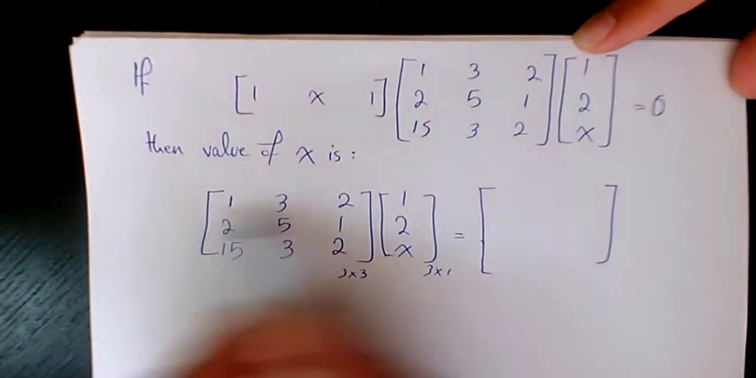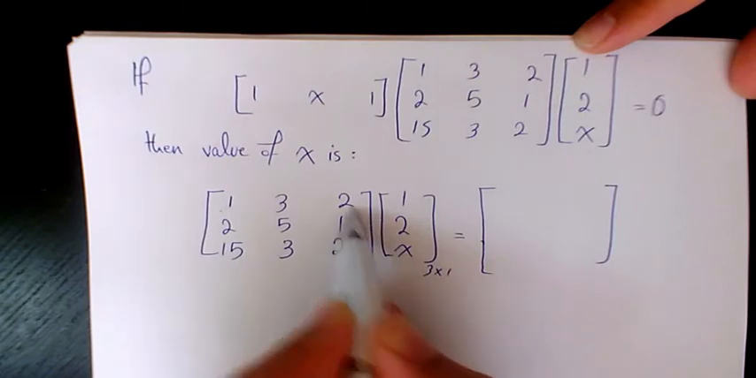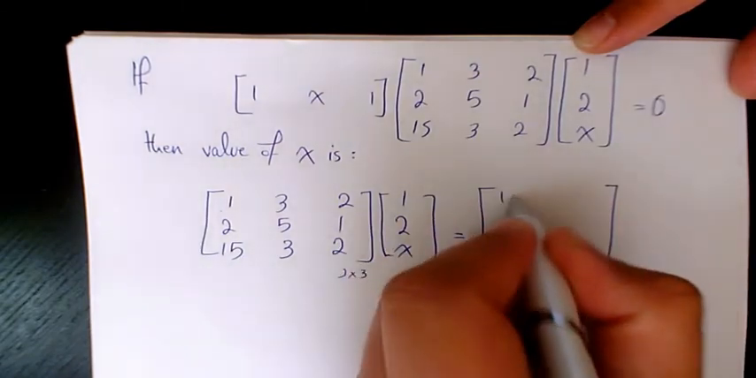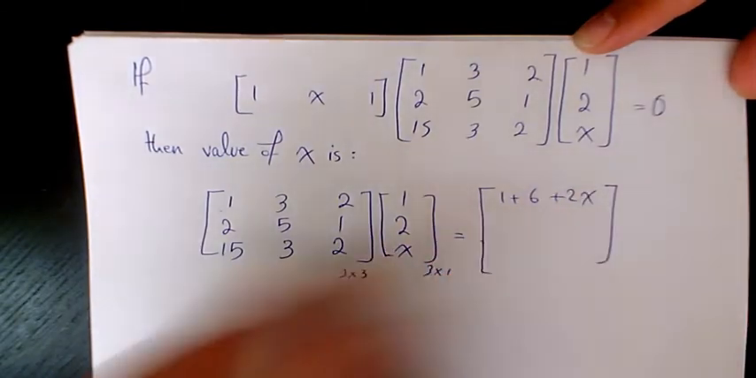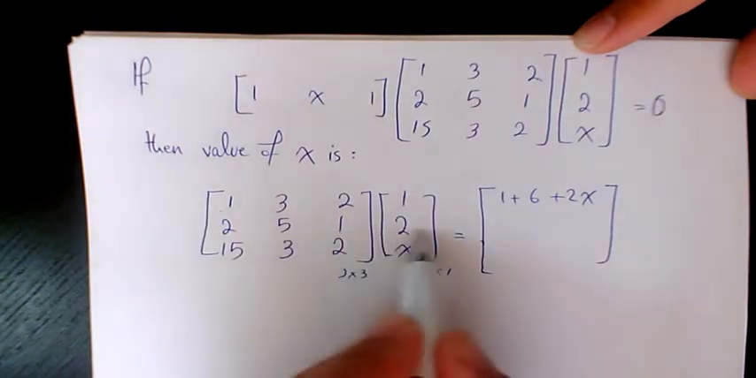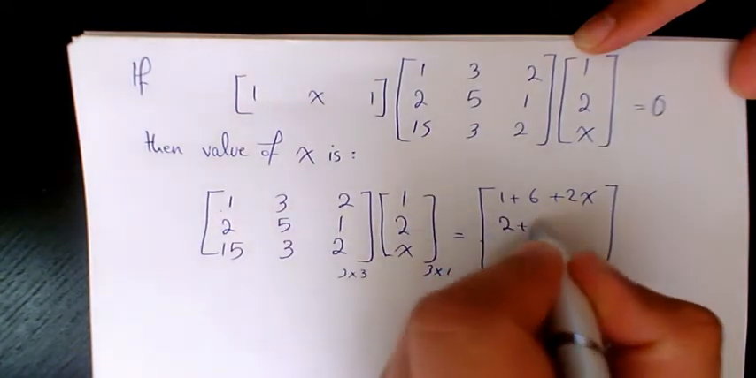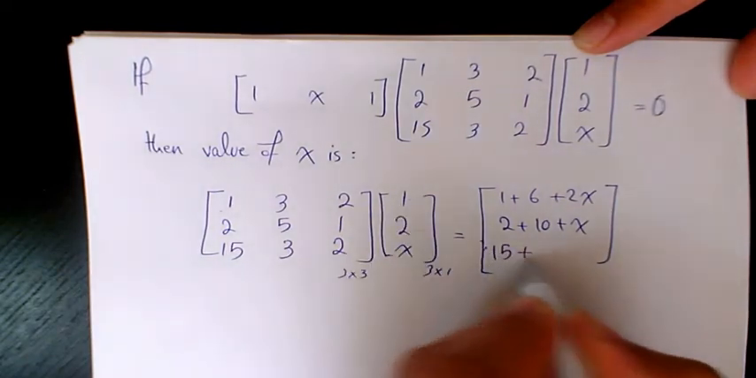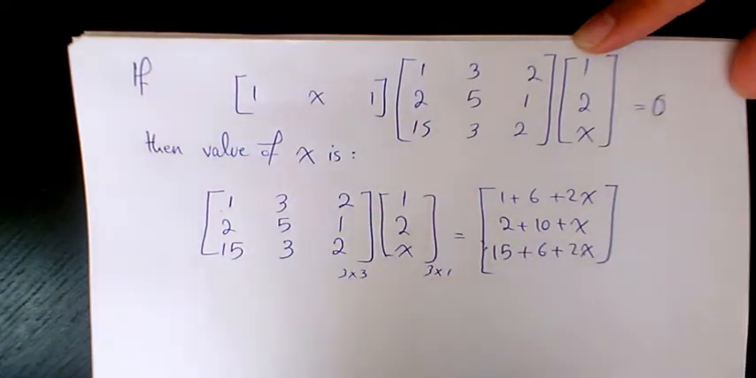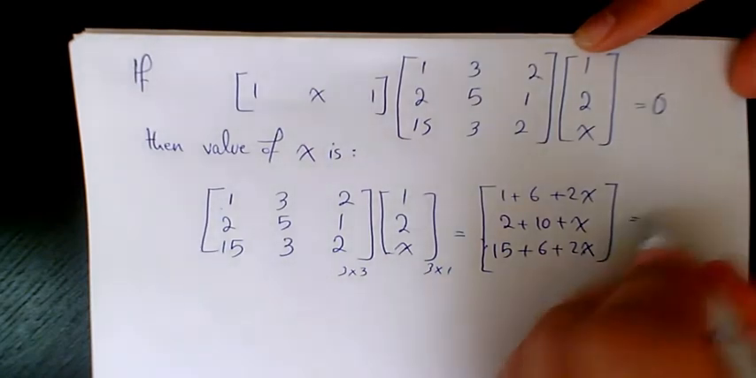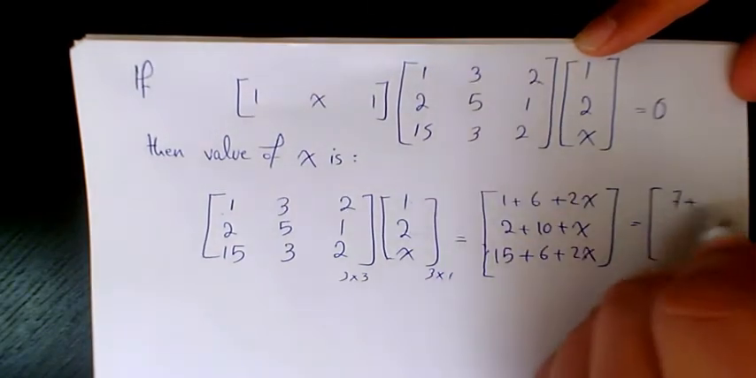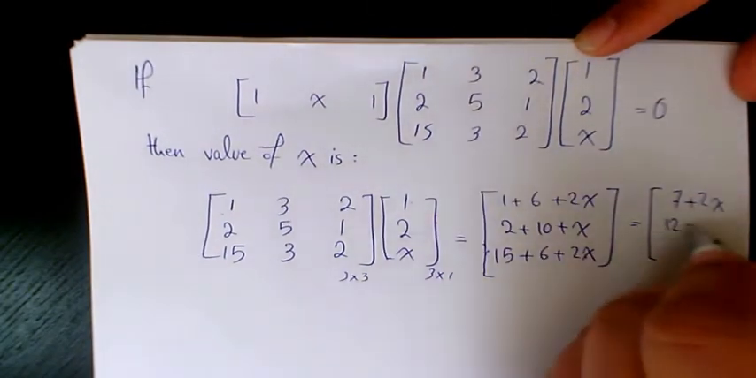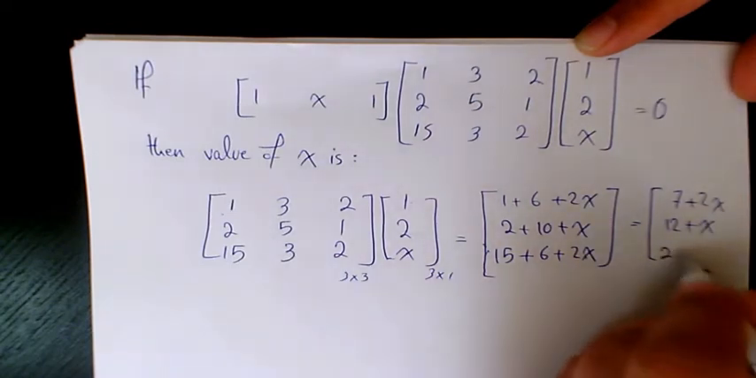So that's going to be 1 plus 6 plus 2x. Here 2 plus 10 plus x. Here you have 15 plus 6 plus 2x, which will be 7 plus 2x, 12 plus x, 21 plus 2x.